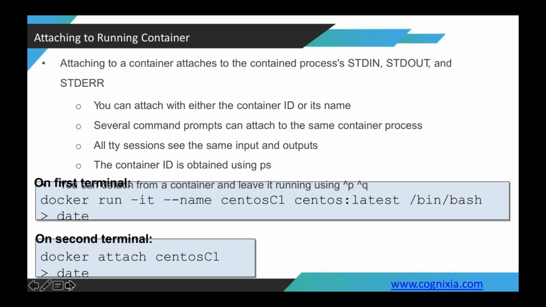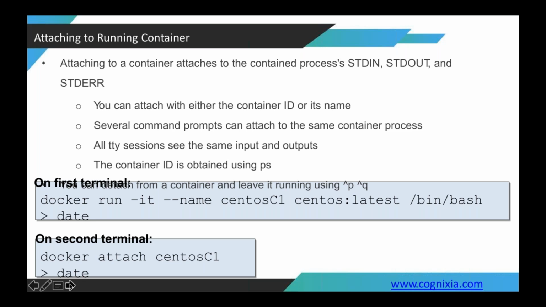Now next comes attaching. How do you attach to a running container? If a container is running in the backend, and you want to get inside the container, then you can run the docker run command followed by -it. This will allow you to get inside the container.